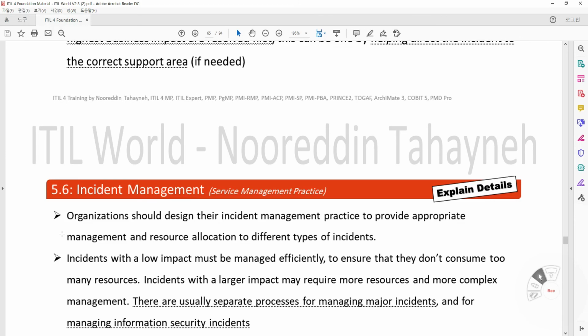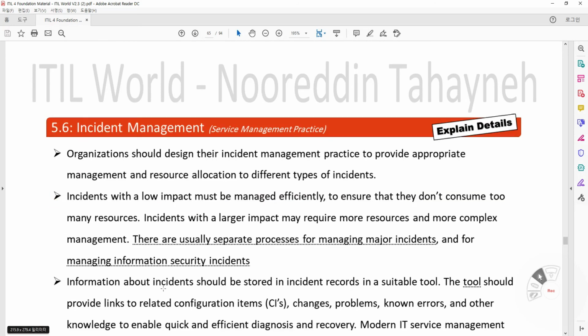Incident management. Organizations should design their incident management practices to provide appropriate management and resource allocation to different types of incidents. Incidents with low impact must be managed efficiently to ensure that they don't consume too many resources. Incidents with a larger impact may require more resources and more complex management. There are usually separate processes for managing major incidents and for managing information security incidents.